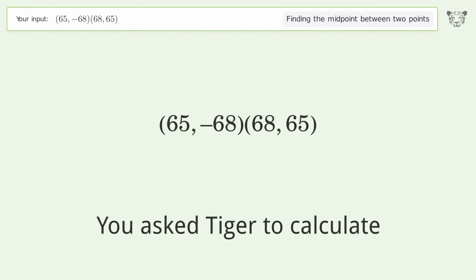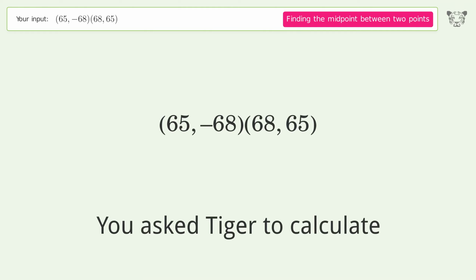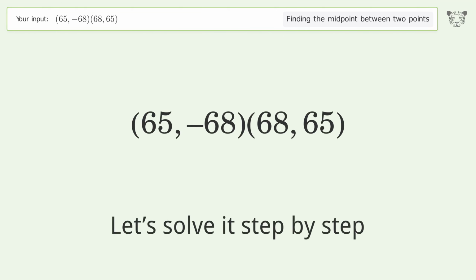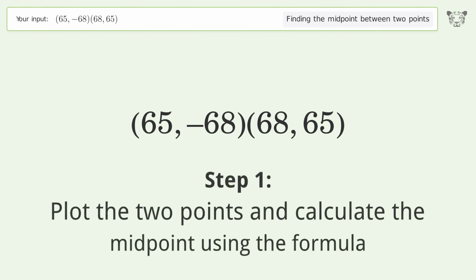You ask Tiger to calculate. This deals with finding the midpoint between 2 points. The midpoint between the 2 points is 66.5, negative 1.5. Let's solve it step by step. Plot the 2 points and calculate the midpoint using the formula.